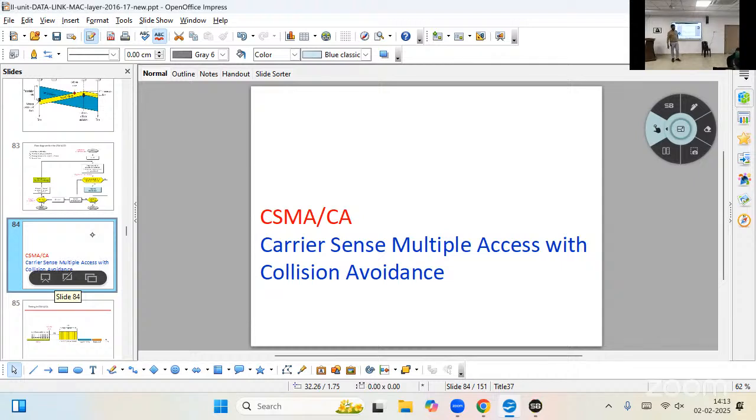Collision avoidance, make a note. In your syllabus we have three mechanisms for collision avoidance: one is reservation, second is polling, third is token. Three techniques will be there in your syllabus.